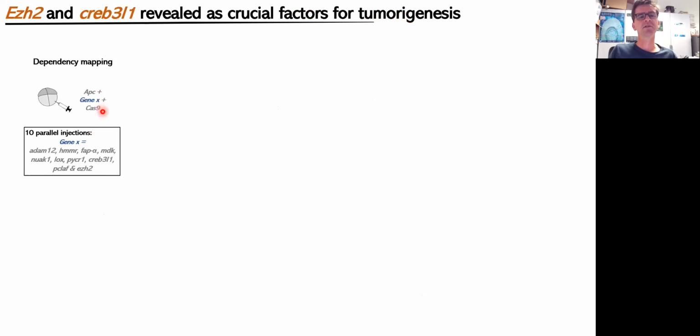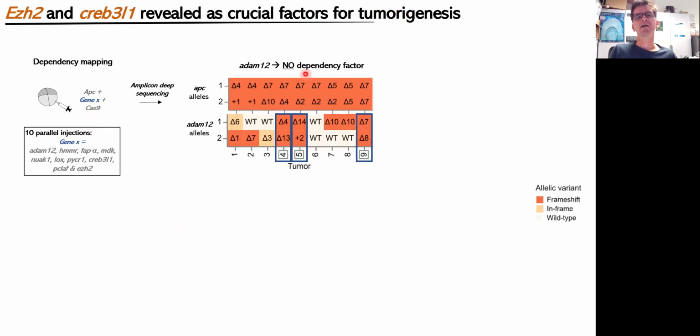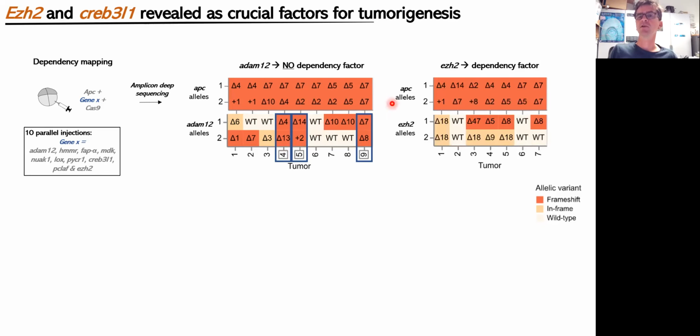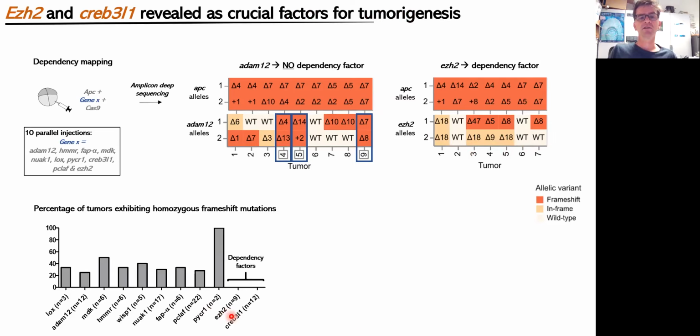So we inject APC and gene X guide RNA. For ADAM12, we sample tumors that, next to biallelic frameshift mutations in APC, also have biallelic frameshift mutations in ADAM12. In contrast, for EZH2, we never sample tumors that have biallelic frameshift mutations. So there's always one allele that is either wild type or has an in-frame indel mutation. Another gene which I identified like this was PRO3L1.